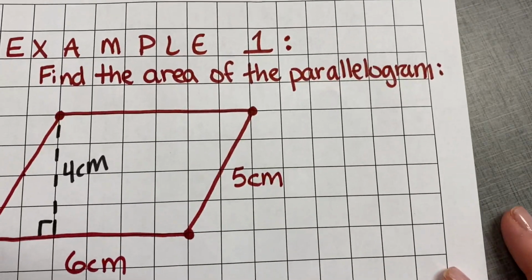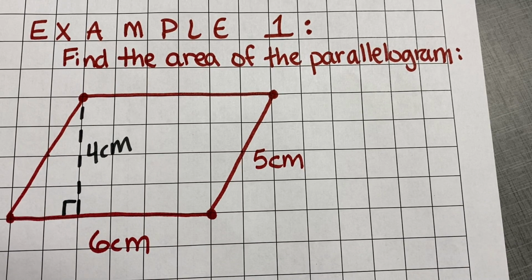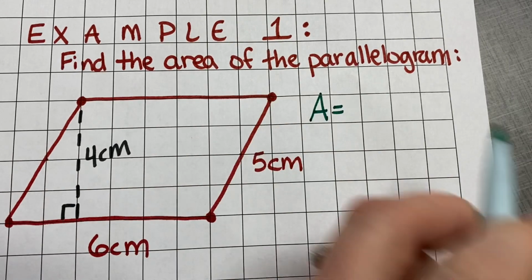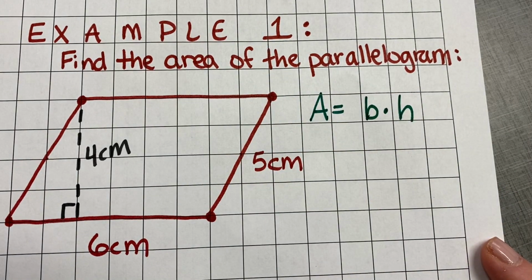So we have 2 examples left in this video. Here's the first example. It says, find the area of the parallelogram that you see right here. So pretty simple. The first thing you're going to do is come off to the side and write down the formula for area of a parallelogram. We know it's base times height.